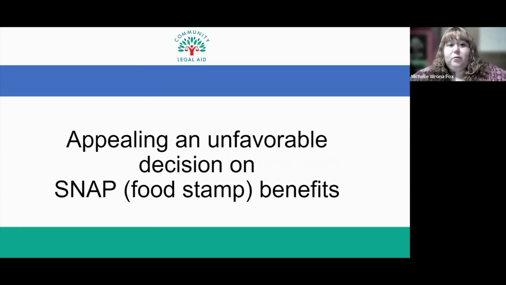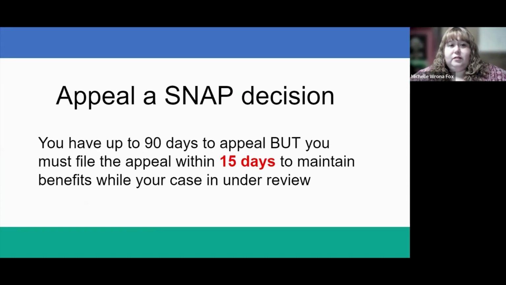Appealing an unfavorable decision on SNAP benefits, also known as food stamps. You can appeal a SNAP decision within 90 days of the date on the notice. But if you want to keep benefits, you have to appeal within 15 days of that date. If you lose your hearing, you may be asked to pay those benefits back.